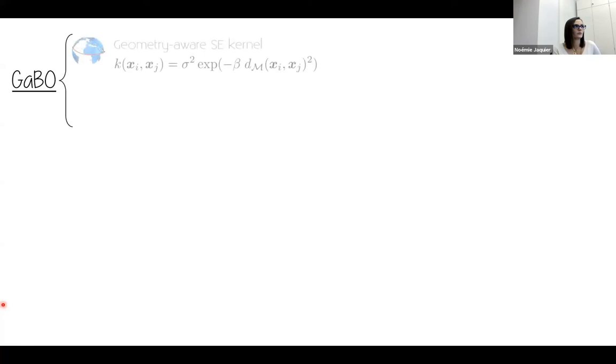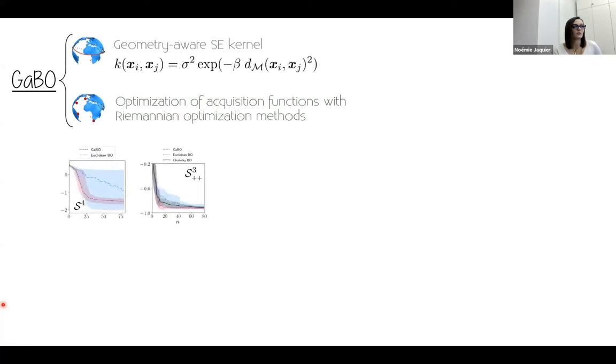So for this first part of the talk, I showed you the idea behind this geometry-aware Bayesian optimization process. The idea was to have a geometry-aware squared exponential kernel, which is based on this naive generalization, and to optimize the acquisition function directly on the Riemannian manifold with Riemannian optimization methods. You can see here that despite the fact that we have this naive generalization, we actually have really nice results that show us that taking the geometry into account really helps.